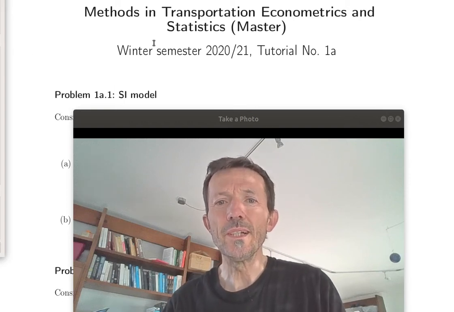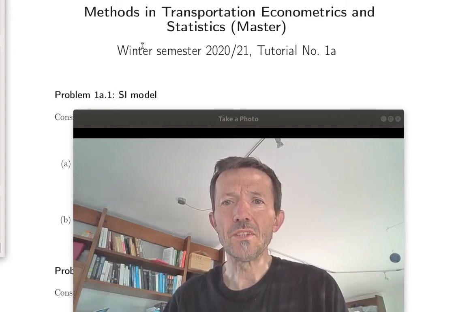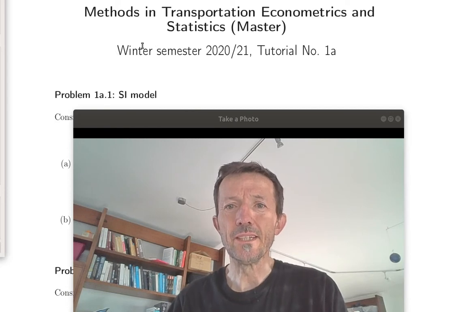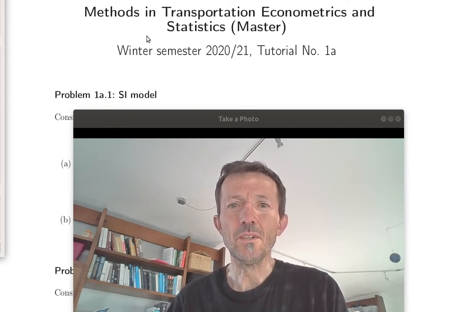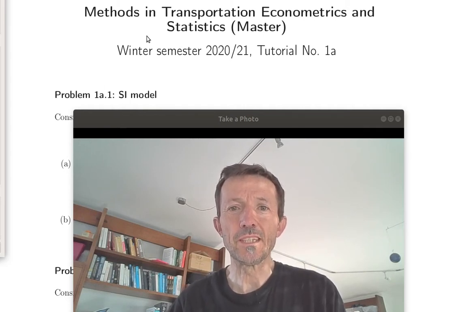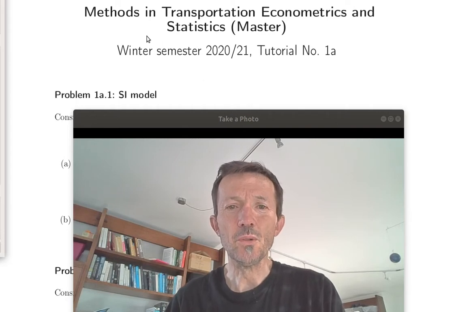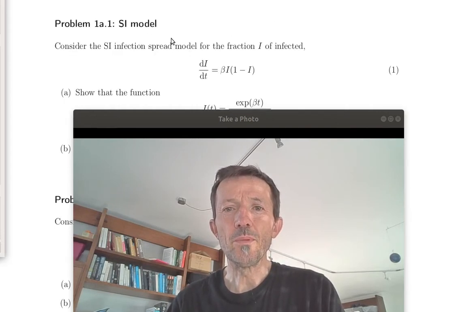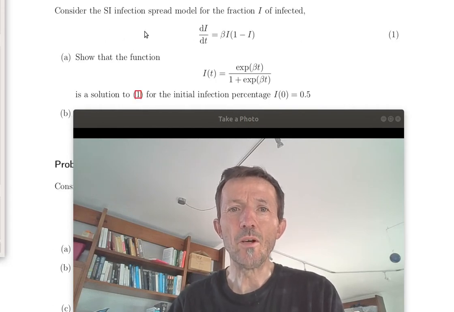Welcome to tutorial 1A of the methods of transportation econometrics and statistics. It's called 1A because, due to actual reasons, this problem sheet is interspersed between the regular tutorials 1 and 2. So we will begin with the first problem setting.